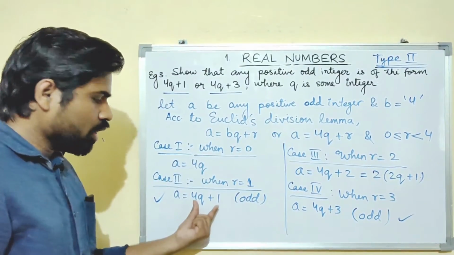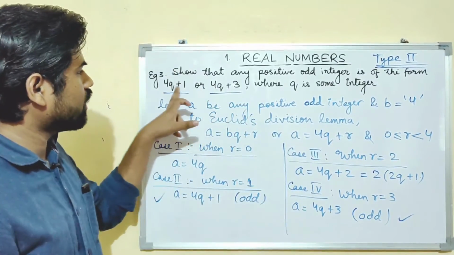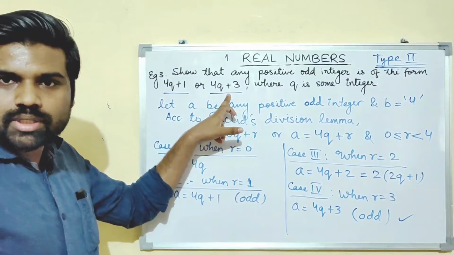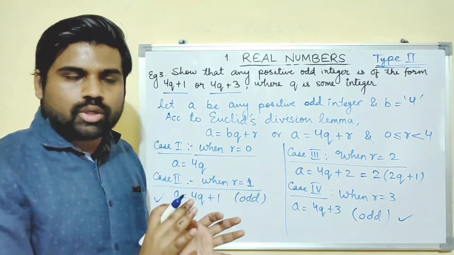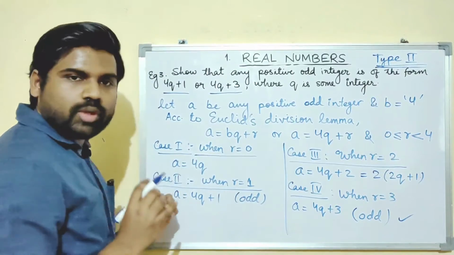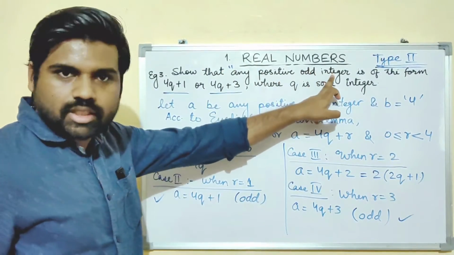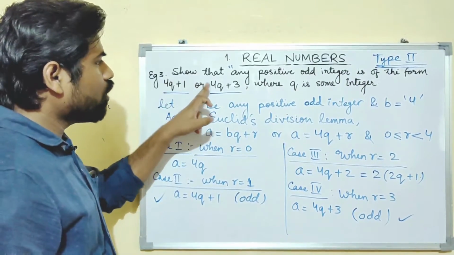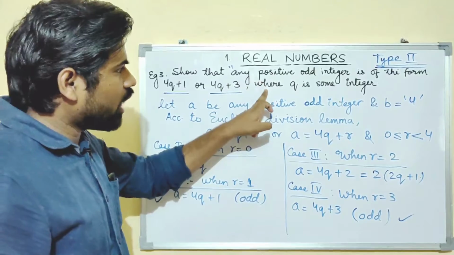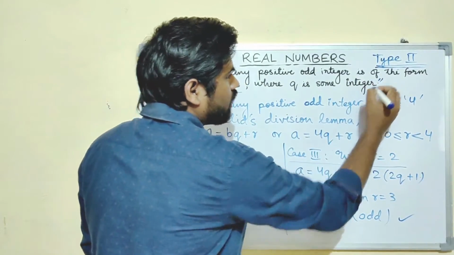And what was the form? 4q plus 1 and 4q plus 3, as given in the question. So this was the solution. Now how to conclude? I told you, from the question itself you can conclude that any positive odd integer is of the form 4q plus 1 or 4q plus 3, where q is some integer. Till here you have to write.